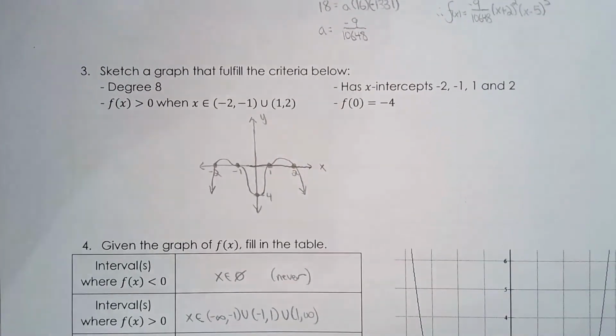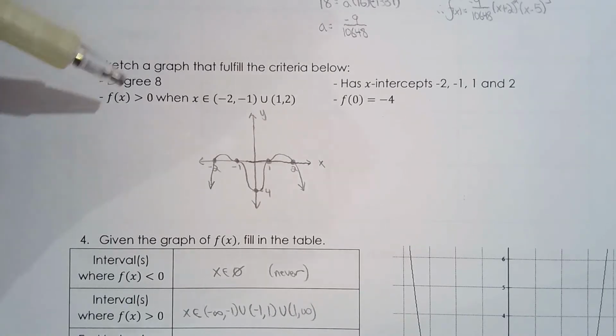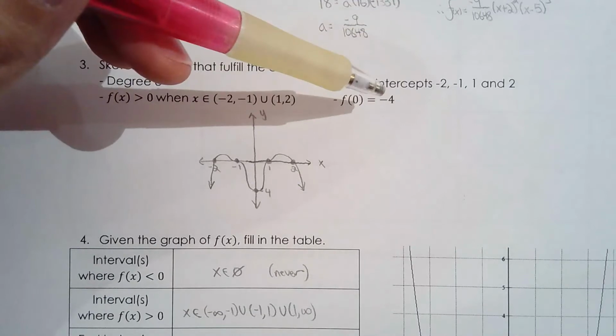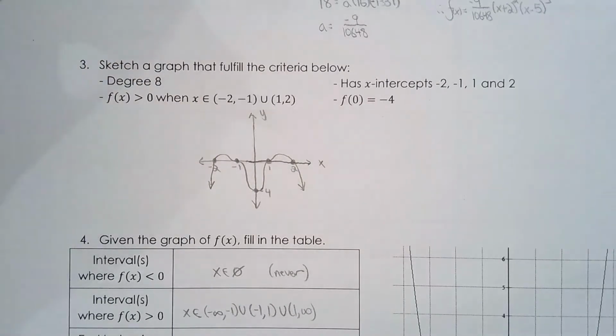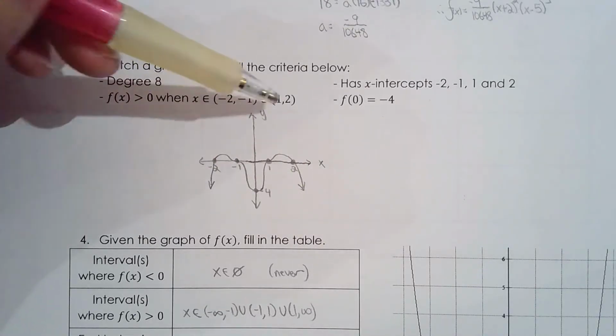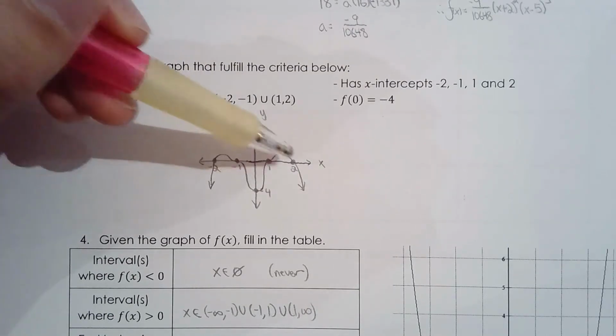The next question is a very nice question. Most students find this one challenging. I have 4 criteria that must be fulfilled by this graph of the polynomial function. It has to be degree 8, has to be greater than 0 over these two intervals, has these 4 x-intercepts, and the y-intercept is negative 4. The very first thing I did was plot the y-intercept and the x-intercepts, because I really can't change that. Then I have to make sure that it's positive on these intervals. So then I basically imagined humps over here.